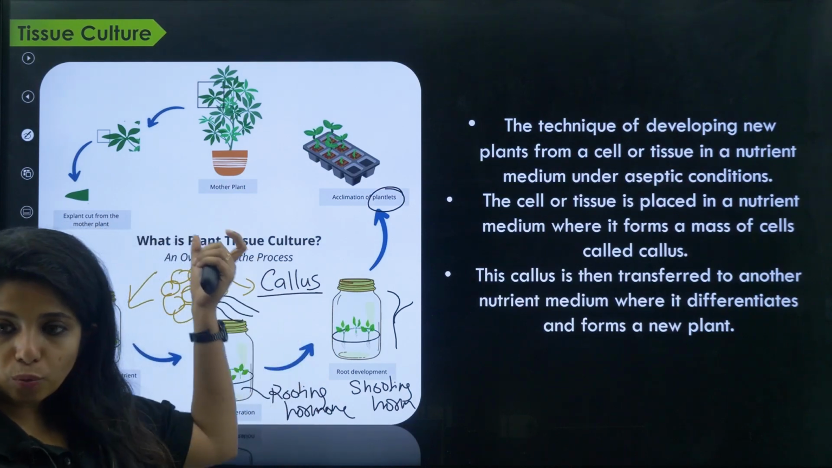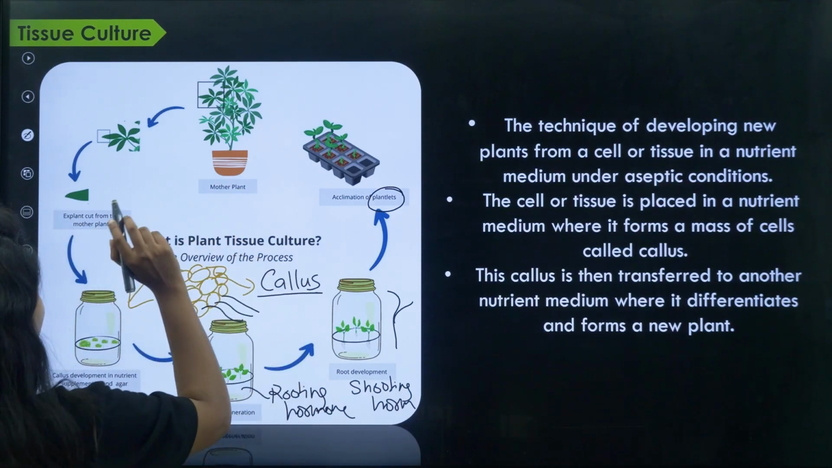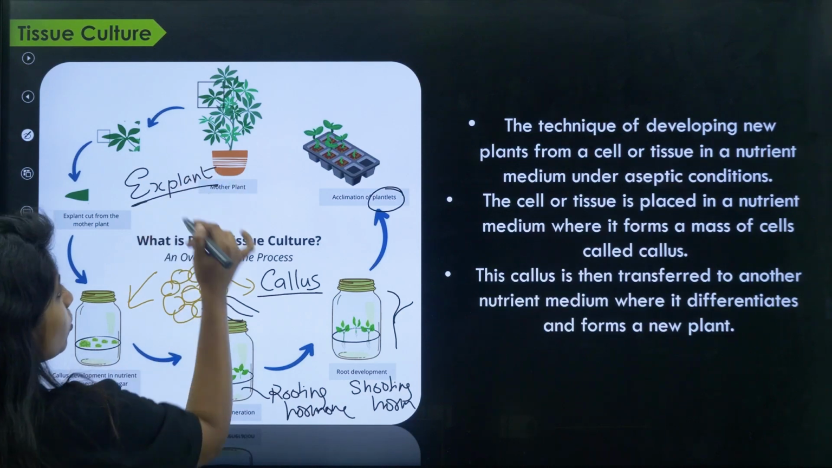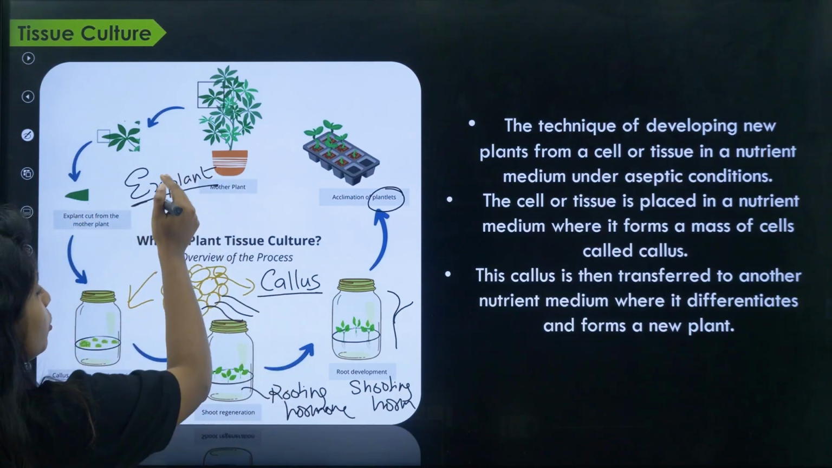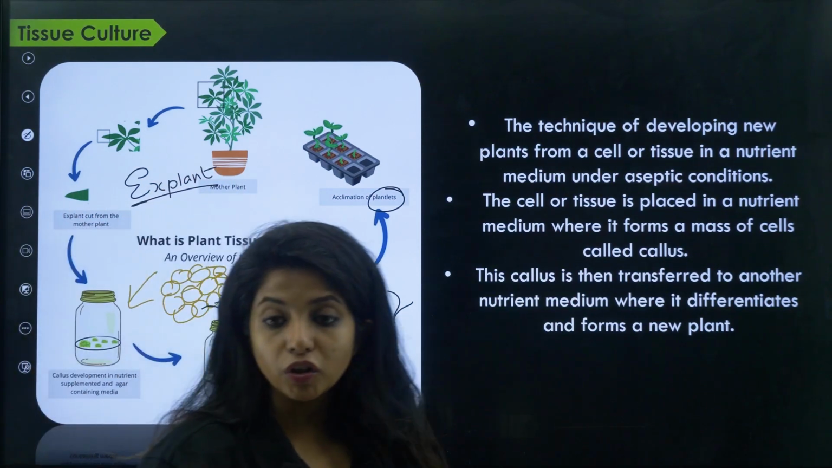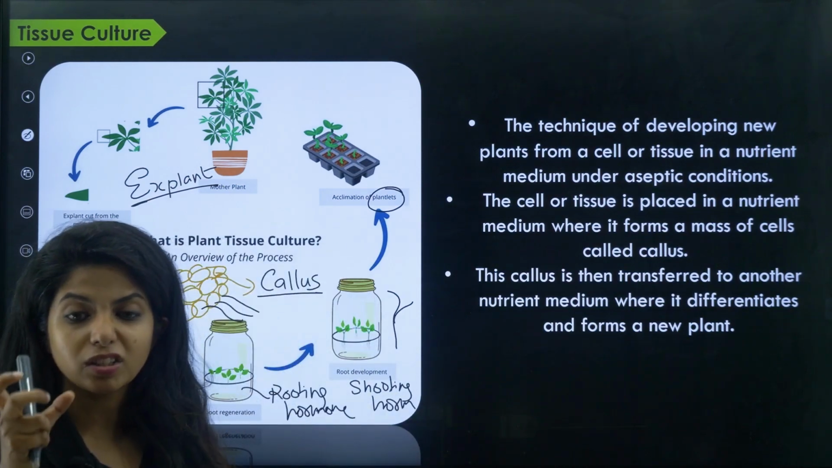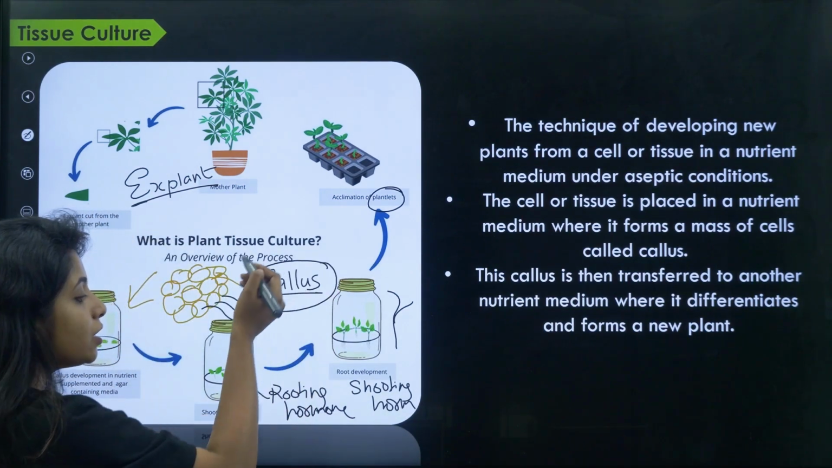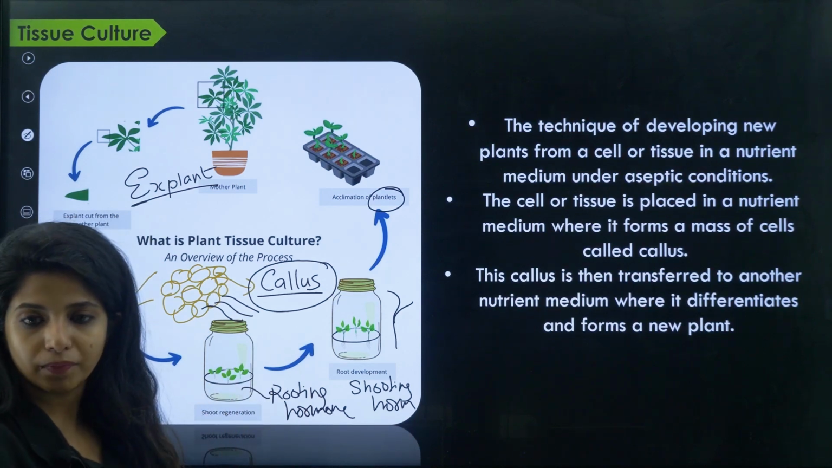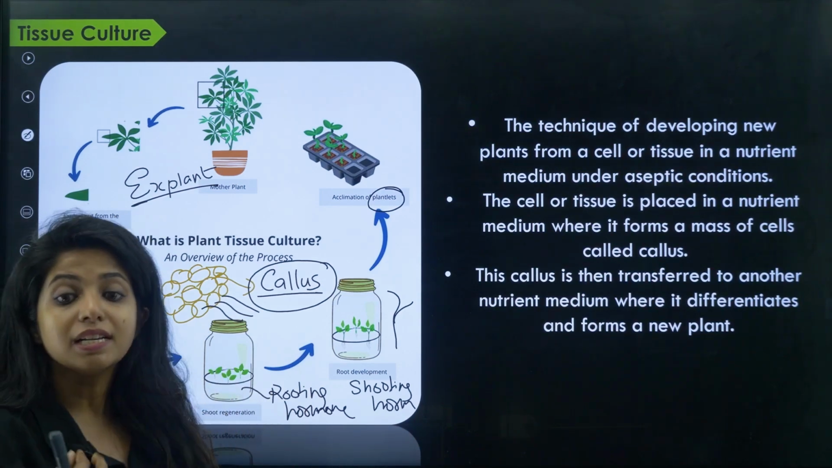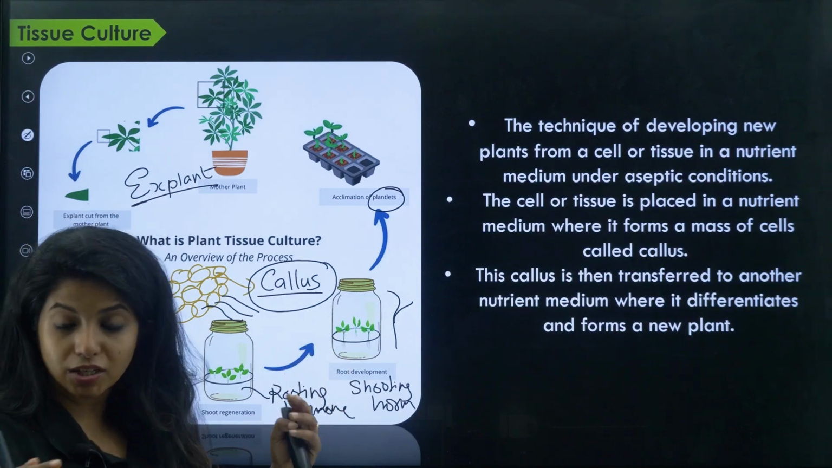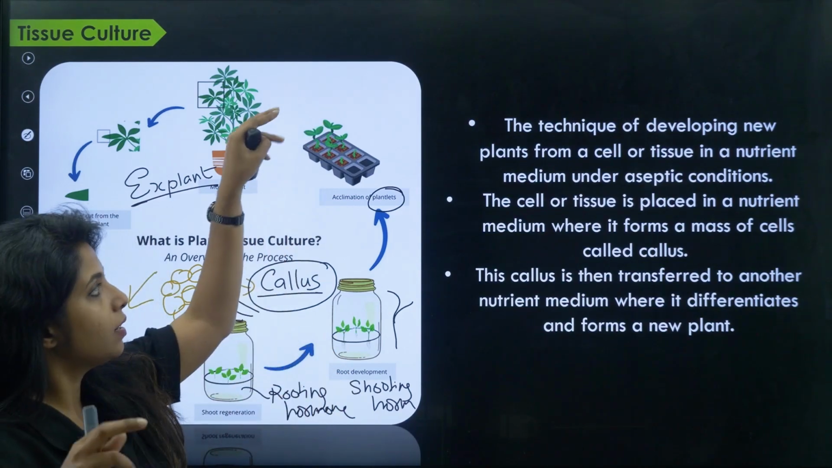Okay, so you took one part of the plant, you call this one part of the plant an explant. So it's not a part of the plant now, it's an explant. You put it in a medium that contains all the nutrients such that these cells can divide and form something which is known as callus. This callus is now put in a medium that contains the rooting hormone such that it forms the roots. Then the shooting hormone such that it forms the shoot, and then a plant is formed.